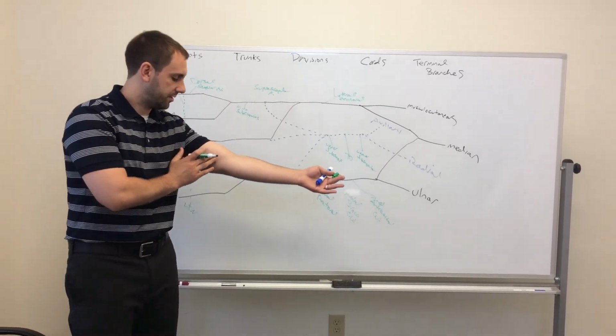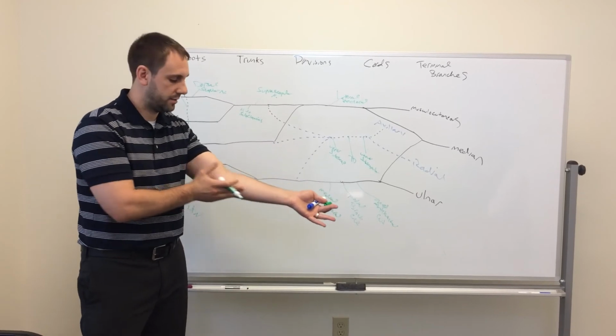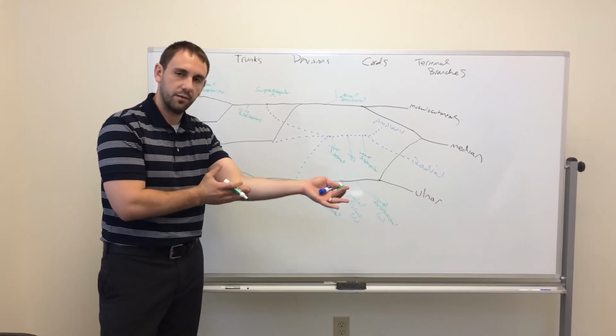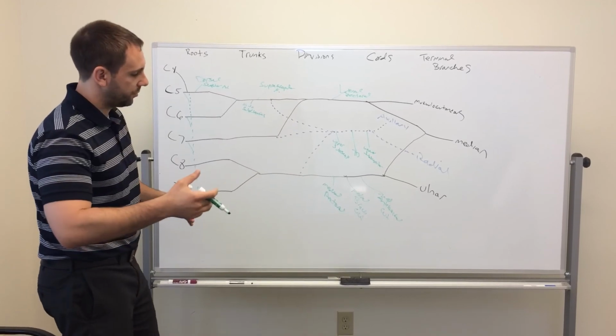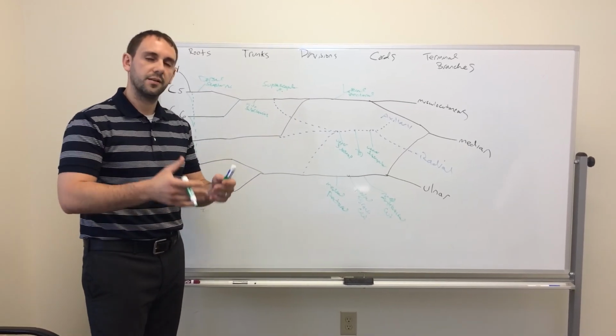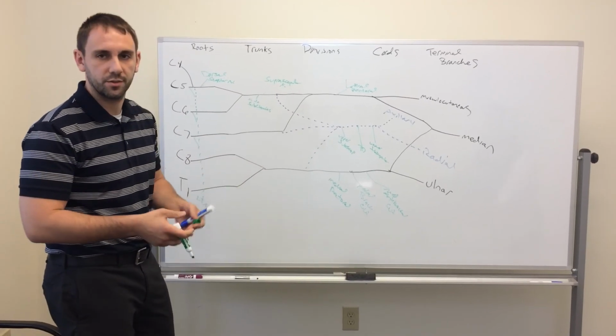The medial brachial cutaneous innervates the skin of the medial arm. The medial antebrachial cutaneous innervates the skin of the medial forearm, but not the hand. The medial brachial cutaneous, medial antebrachial cutaneous are strictly sensory nerves. The medial pectoral, lateral pectoral are strictly motor.